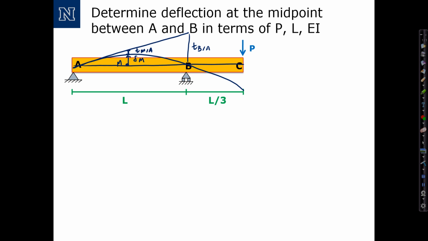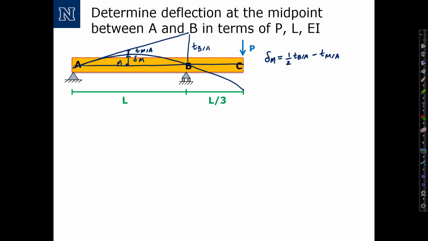Okay? So applying the moment area theorems, I realize that T, or delta at M, is equal to this total distance here, which by similar triangles is 1/2 of T at B with respect to A minus T at M with respect to A. Okay, this will give me the magnitude of that deflection.